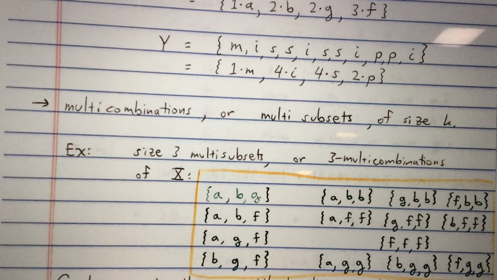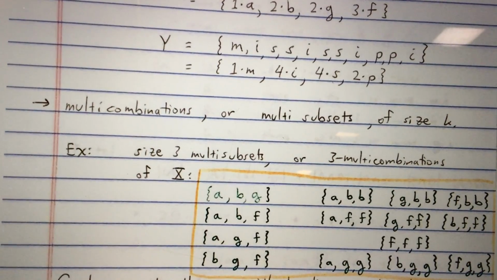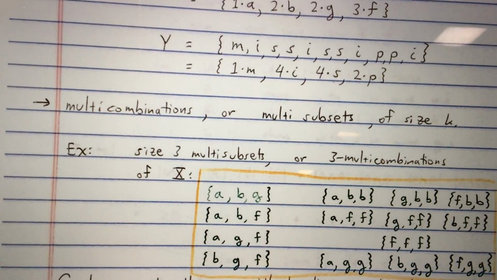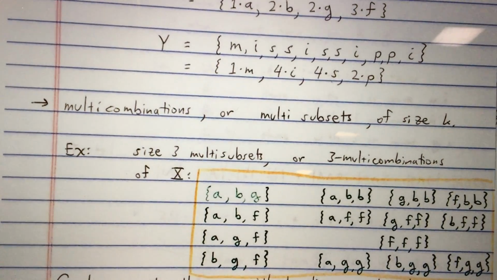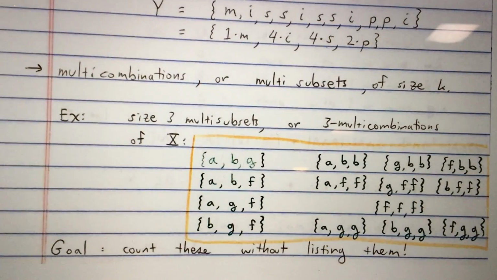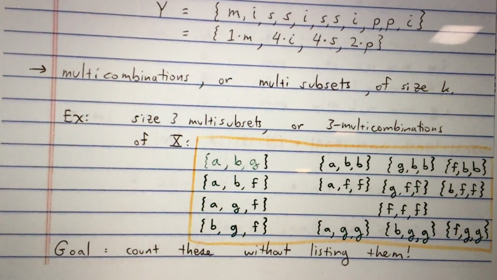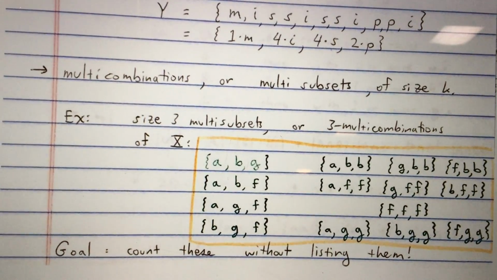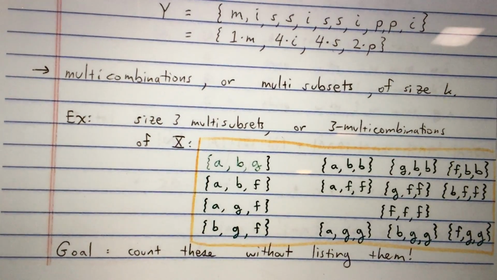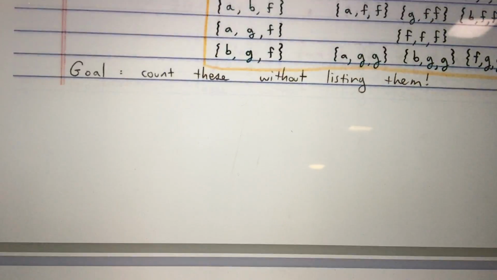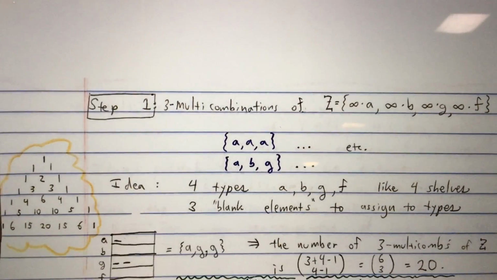That's all you can make using subsets of those letters. The rule is, of course, that you can't use a letter more times than it is in the original. They all have to be multi-subsets. It looks like there's 14 total of those. So we'll keep that in mind because the goal we have is to count these without listing them. Just like we can count subsets of a set, we want to count multi-subsets of a multiset.